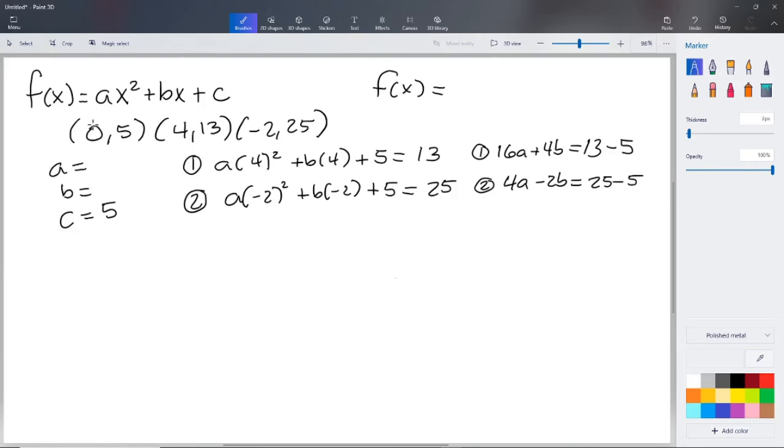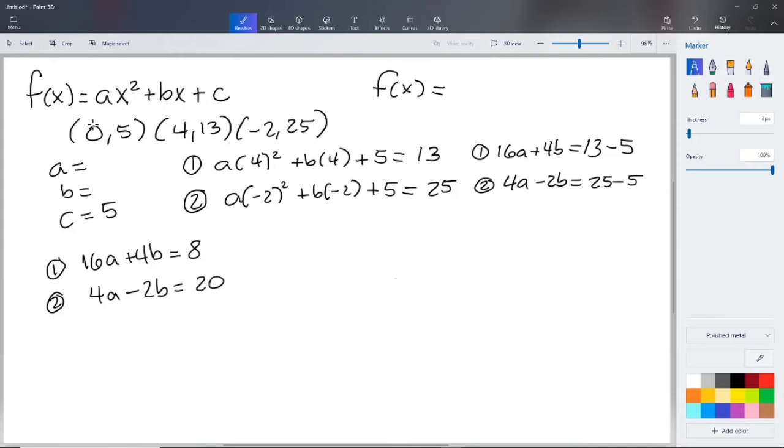All right, we can consolidate that a little bit better, right? Because 13 and 5 is going to make 8, and 25 and 5 makes 20. So let's go over here, and let's call this, once again, equation number 1, and we'll say that 16a plus 4b equals 8. And then equation number 2 here, we're going to have 4a minus 2b equals 20.